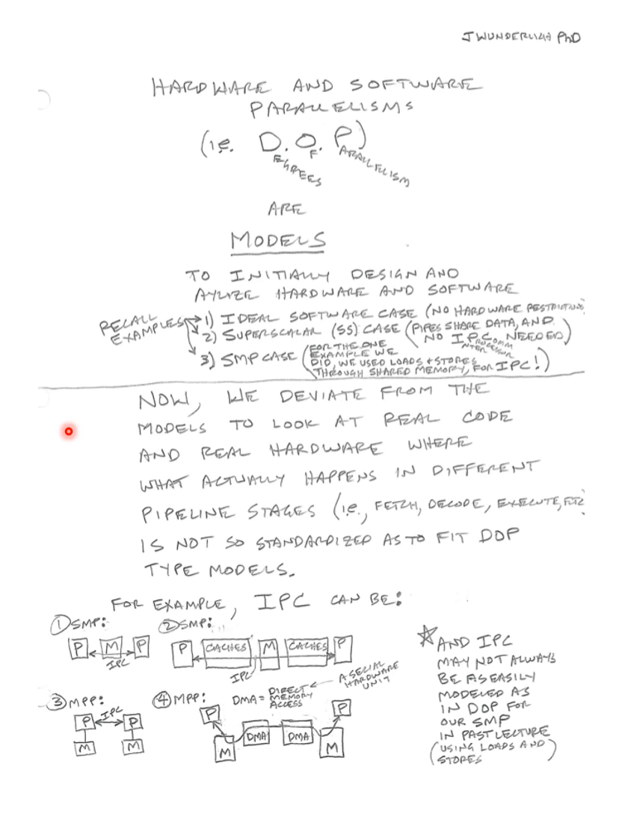And now we're going to deviate from these models to look at real code and real hardware, where what actually happens in different pipeline stages, the fetch, decode, execute, is not so standardized as to fit these DOP type models. So we need to drill down a little deeper now to see what's going on. And we'll look at a couple of these coming up.